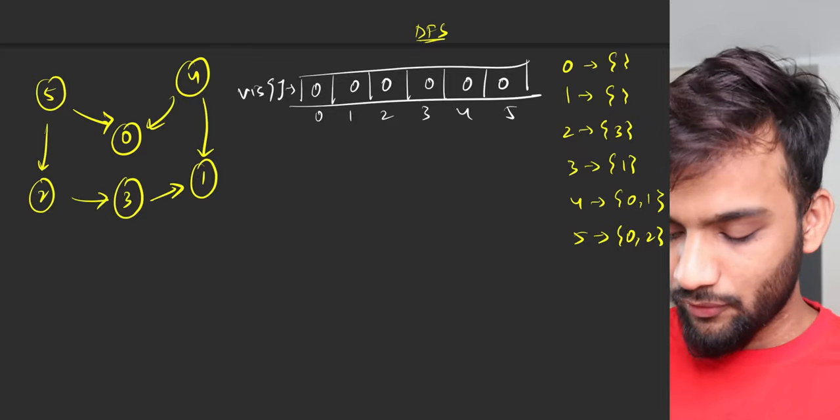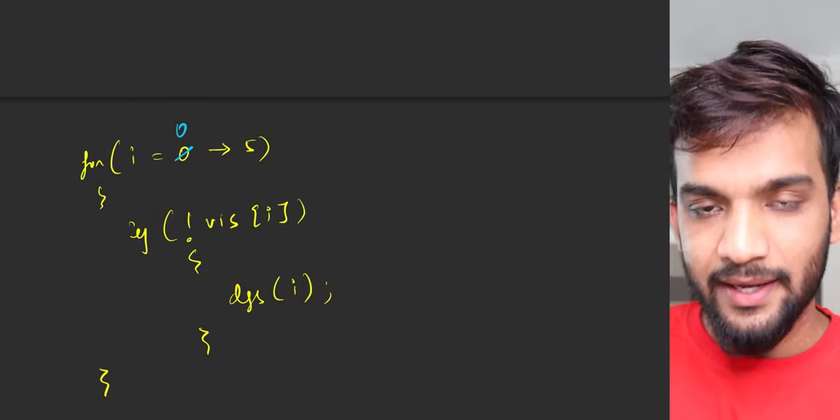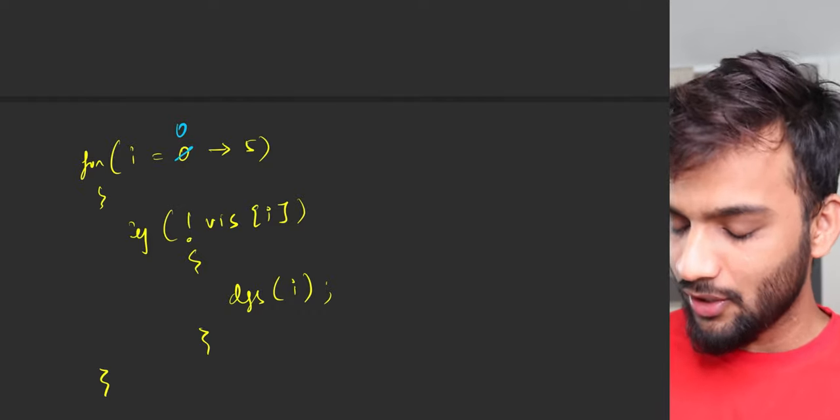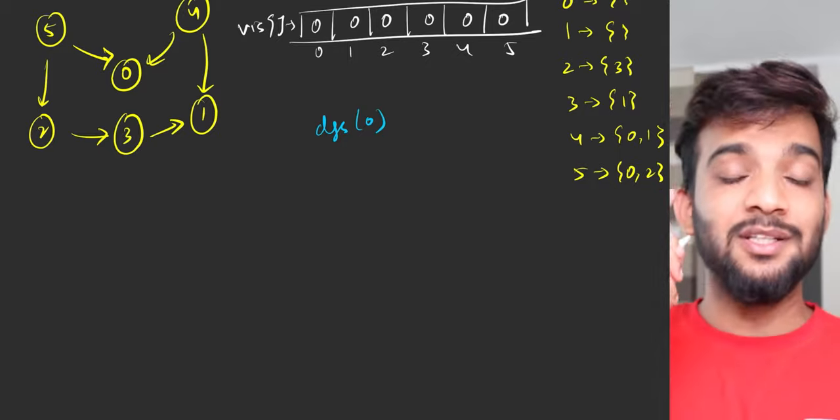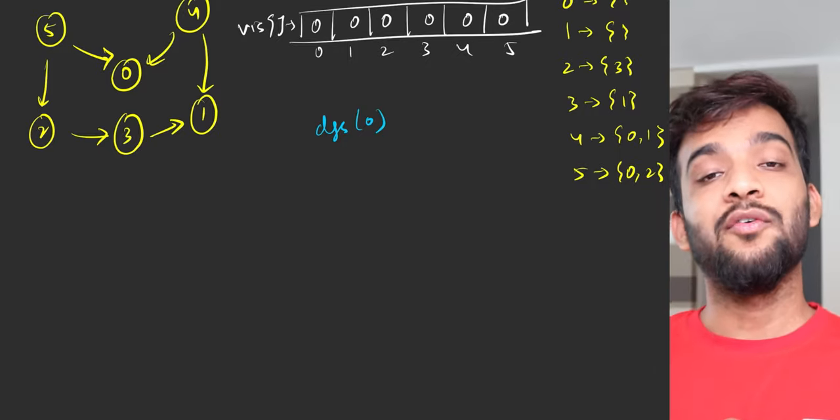Now let's quickly start off. What is the value of I? The value of I is 0 initially. Is that visited? No. So what you do is, you start the DFS call from 0. Remember this, you start the DFS call from zero.